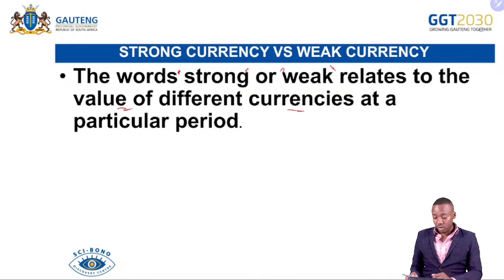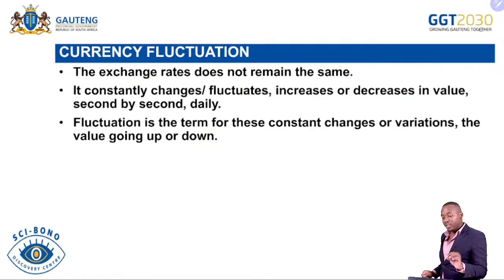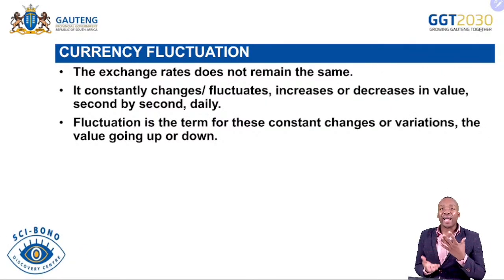Remember that table that we were doing earlier that was showing you a strong and a weak. I said a currency is strong when you are paying less to buy foreign currency. Then a currency is weak when we are paying more rands to buy that particular currency. Then this brings us to the term currency fluctuations.